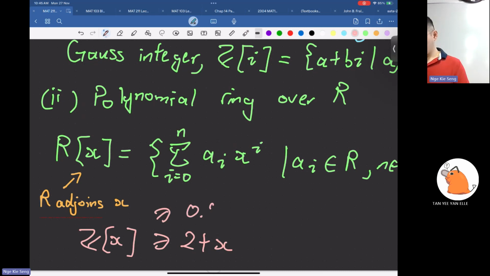0.5 x squared is not in here, right? Because 0.5 is not in Z. Okay. Does it make sense?